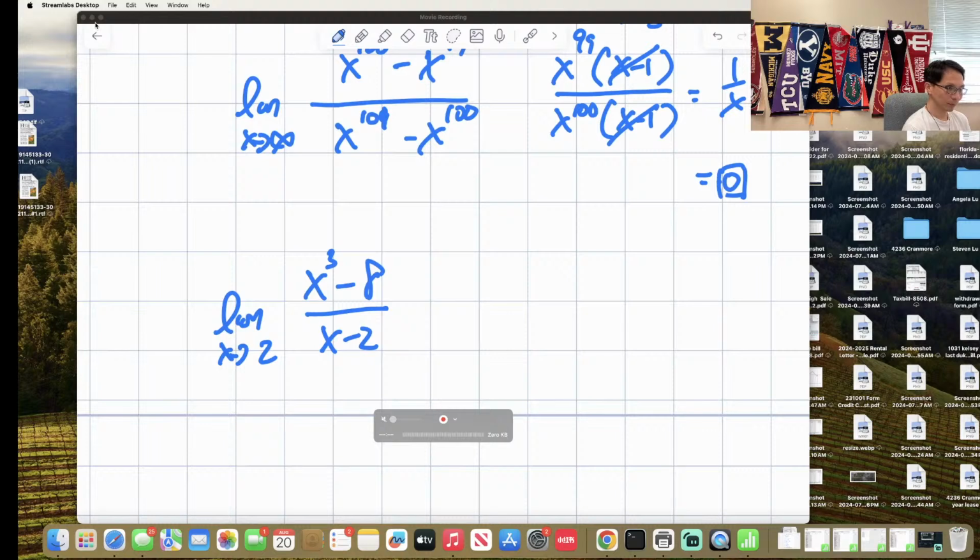What happens if you plug in 2? 0 over 0. Okay. Do you see any canceling or factoring? What did you get? Ah, all of a sudden you guys forgot how to factor the cube, huh? A squared, maybe, and then x squared.